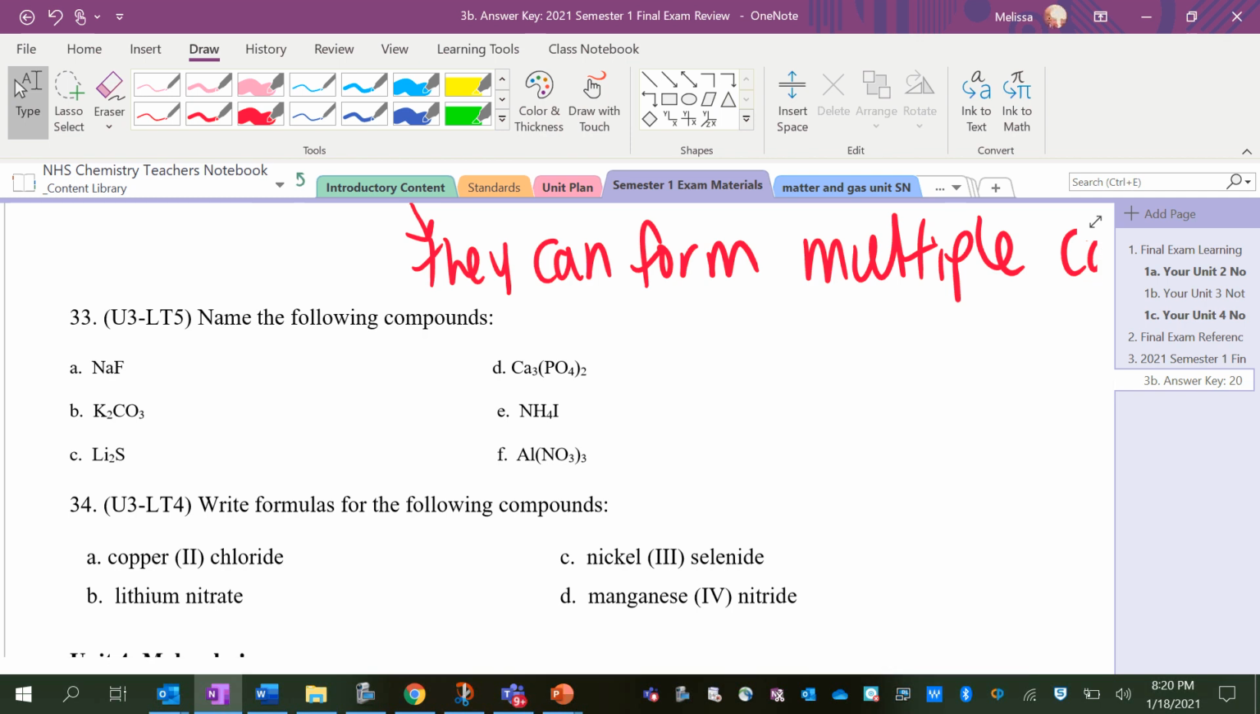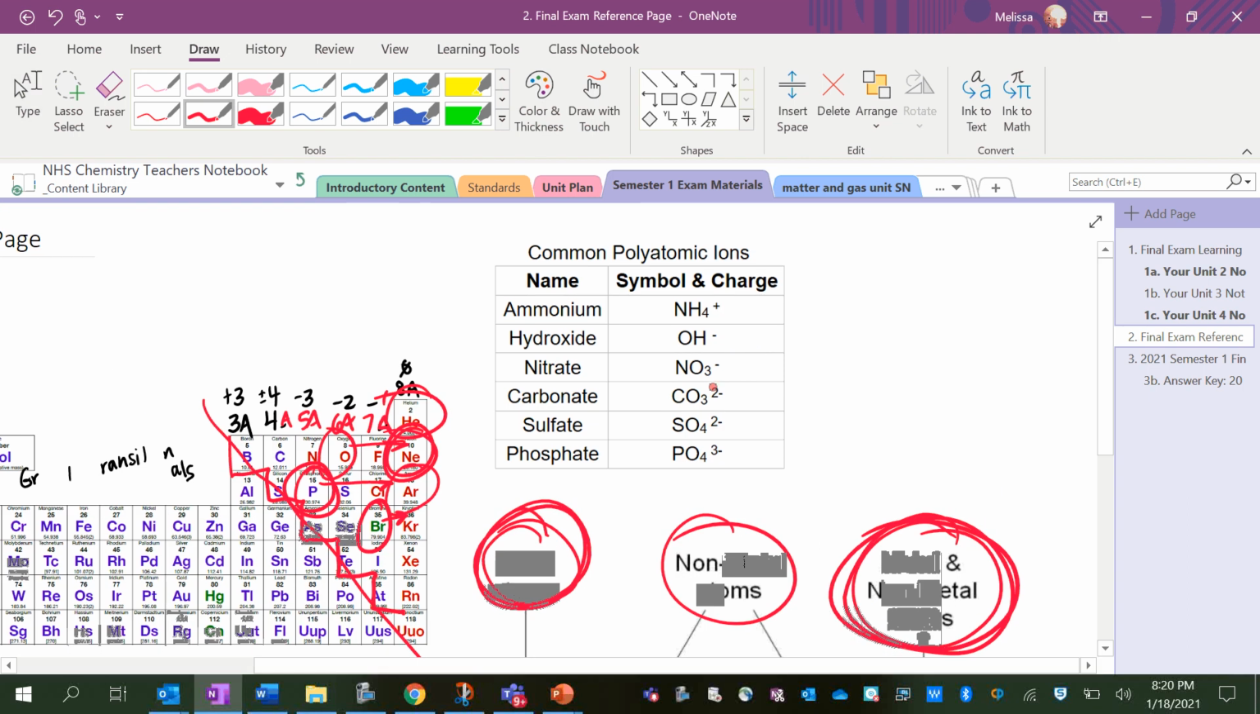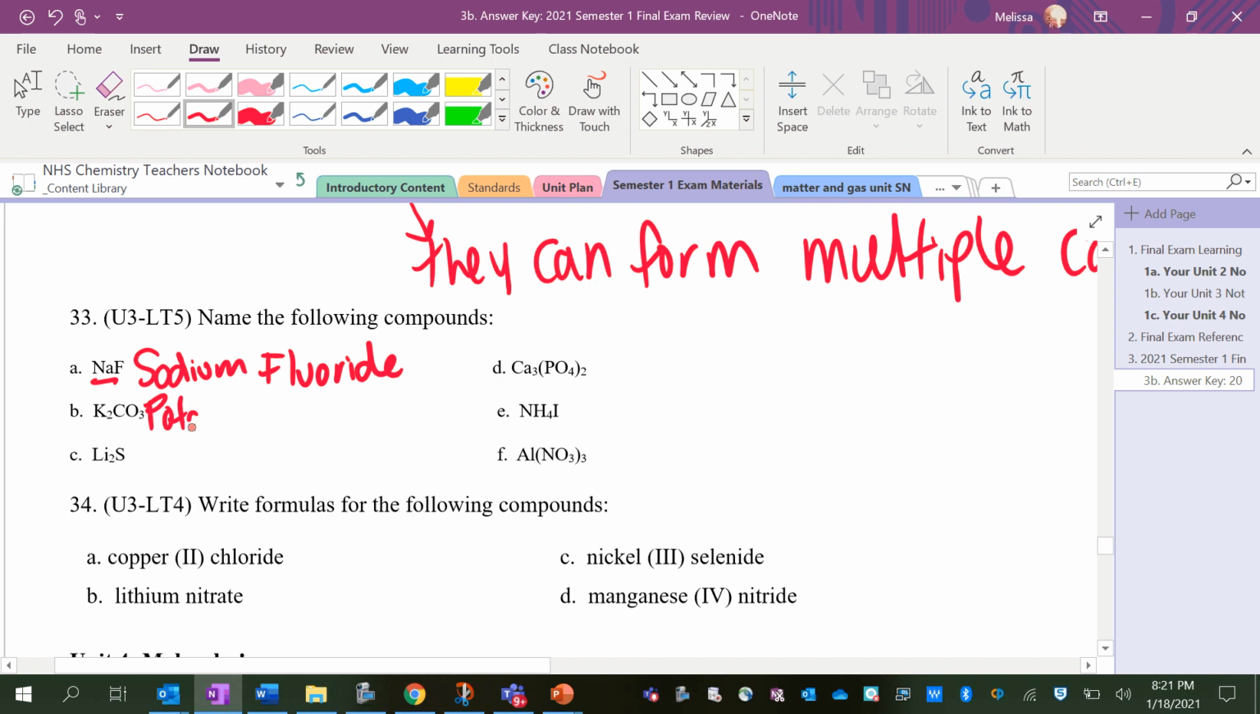So name these compounds. We have to look up the names and change the ending to "ide." So NaF is sodium fluoride. K2CO3, we need to check our polyatomic ions. CO3 has a special name, it's carbonate. So this one is potassium carbonate. We don't have to do any work really. The next one, instead of lithium sulfur, it would be lithium sulfide. We change that ending to "ide."